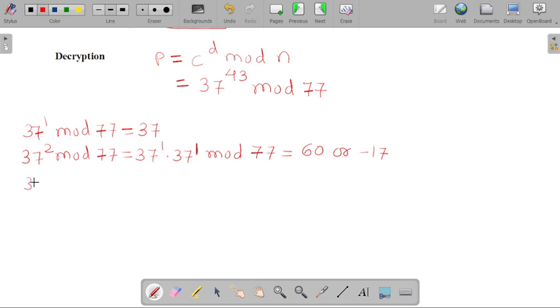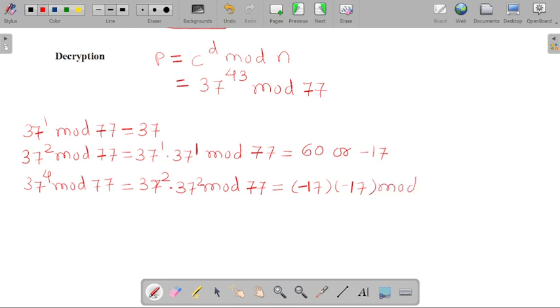Now we have to calculate this for 37 raised to 4 mod 77. So 37 raised to 4 mod 77 is nothing but 37 raised to 2 into 37 raised to 2 mod 77. Then we can write it as minus 17 into minus 17 mod 77. For this we get the value either 58 or minus 19.